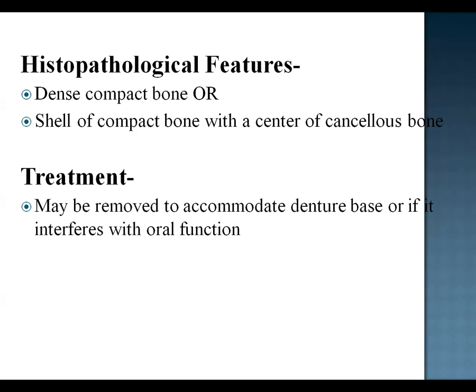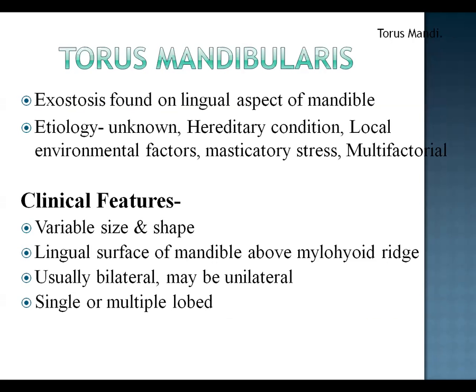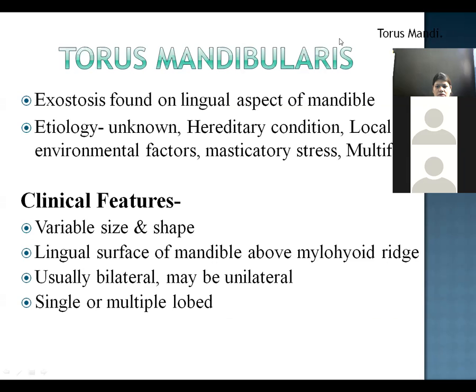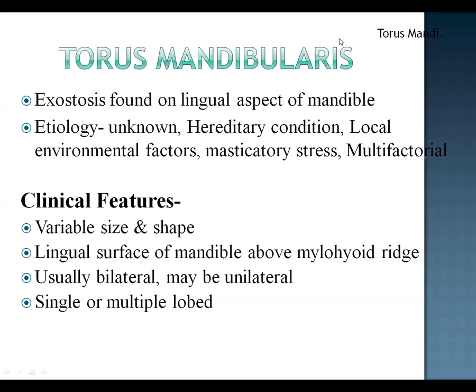Histopathological features: dense compact bone or shell of compact bone with a center of cancellous bone. Torus mandibularis is an exostosis found on the lingual aspect of the mandible. Etiology is unknown: hereditary condition, local environmental factors, masticatory stress, and multifactorial.